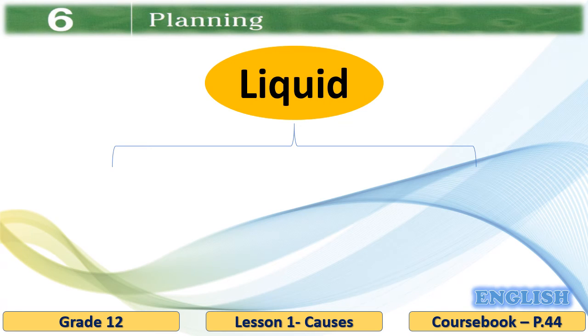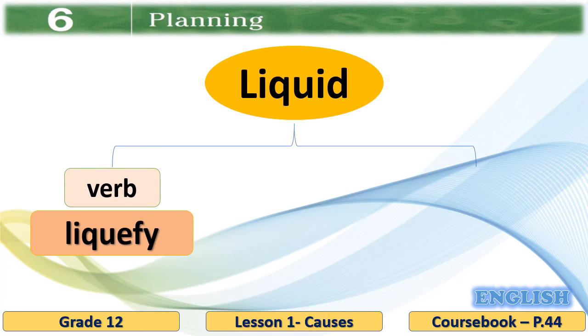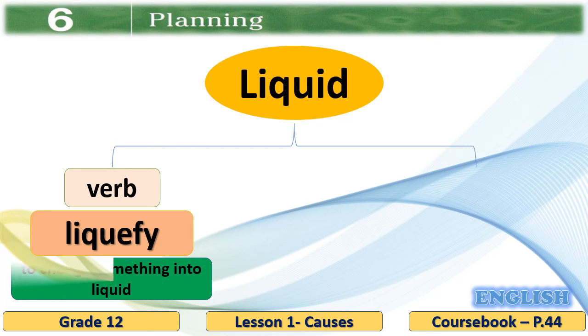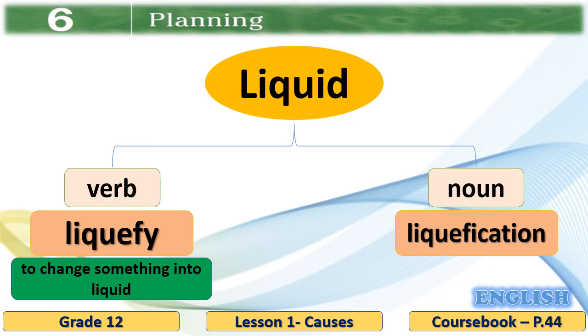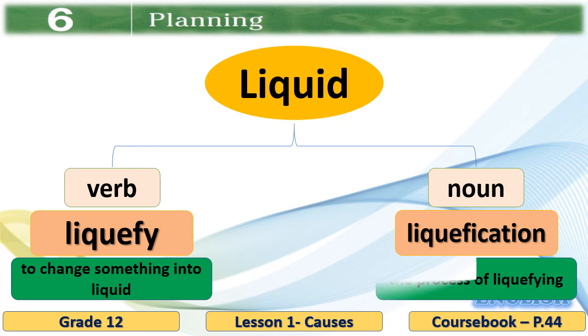The second example here is the word liquid, and liquid can be used as a verb, like in the word liquefy, which means to change something into liquid, or it can be used as a noun. So the word is liquefaction, which means the process of liquefying.